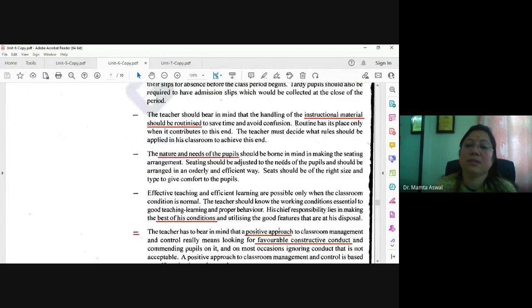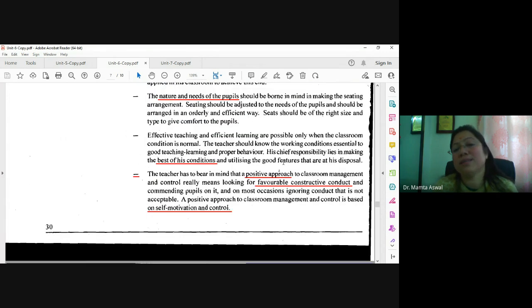Instructional material may be used appropriately so that it doesn't waste time and there is no confusion. It must be handled appropriately inside the classroom. The teacher must take care of the needs of the children, the nature of the children. What is the nature of the children? If a particular child is very emotional in nature, you should not be very harsh with that child. If a particular child is very naughty, you can scold that child sometimes to make him disciplined. So accordingly, that must be taken care of.